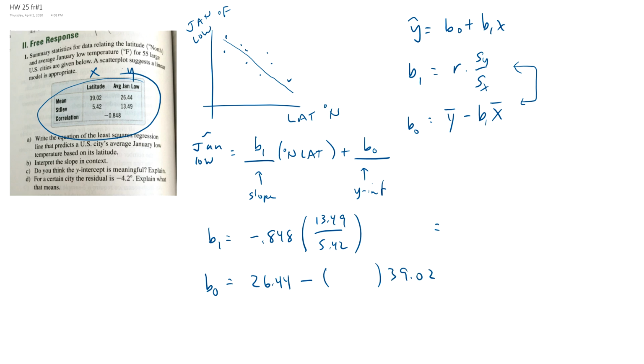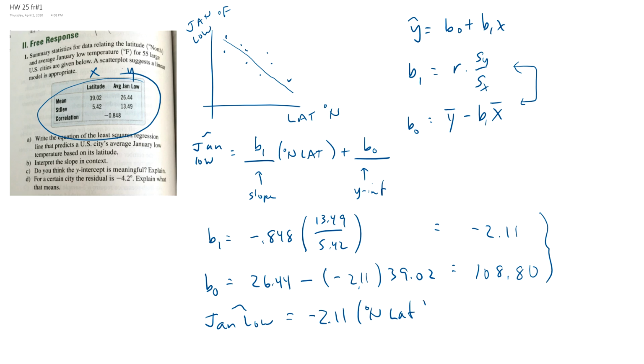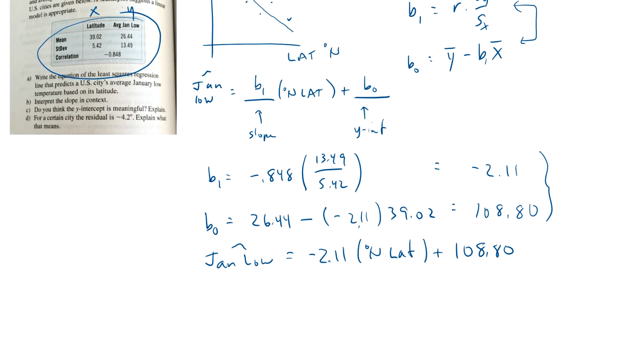I'm going to go ahead and do these on my calculator here. Okay, so after I do those calculations, I've got these values right here. So my January low is going to be B1, negative 2.11 degrees north latitude, plus 108.80. Okay, so there's my equation.